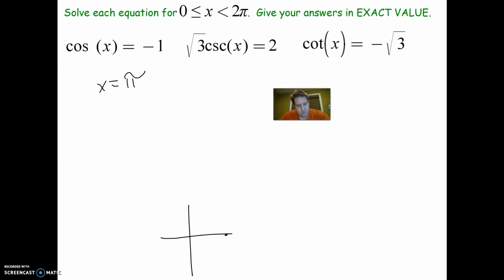So if you think about it, remember this is 1, 0, this is 0, 1, this is negative 1, 0, this is 0, negative 1. So the only time cosine is going to be negative 1, because here it's 0, here it's 0, here it's 1, is when you're here at 180 degrees.